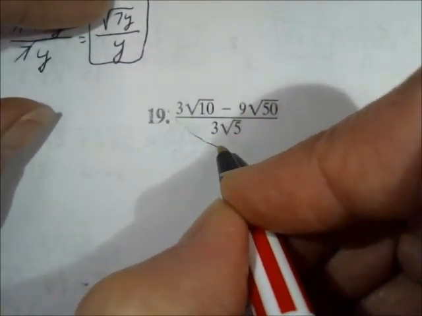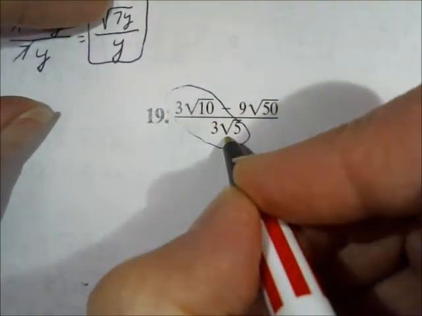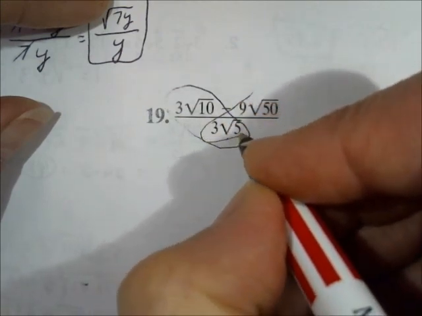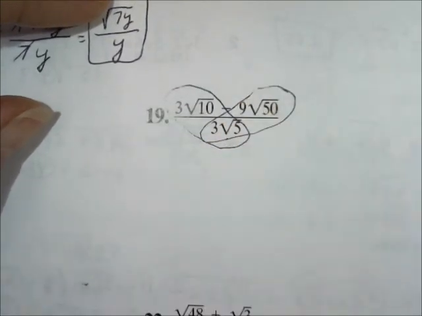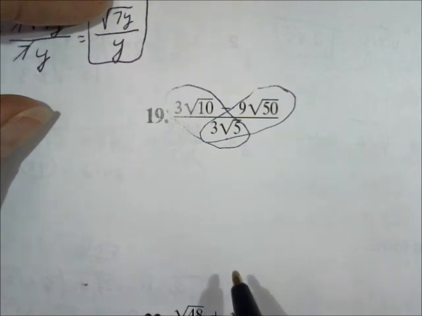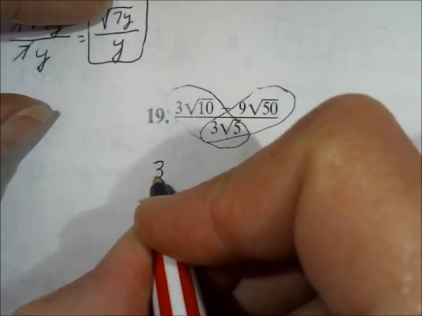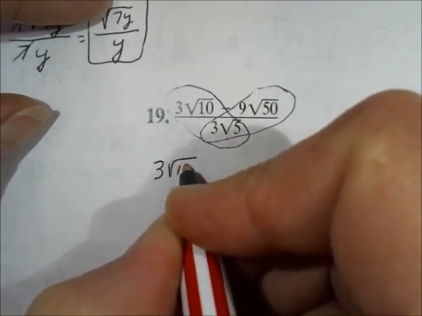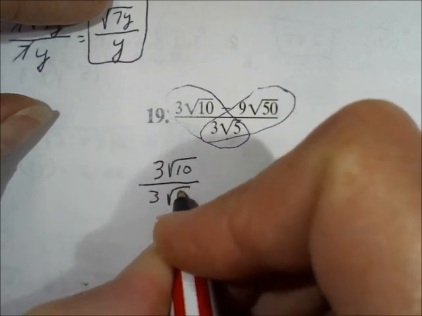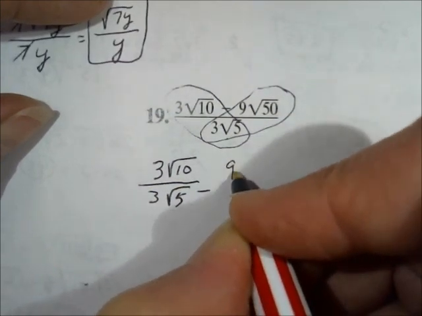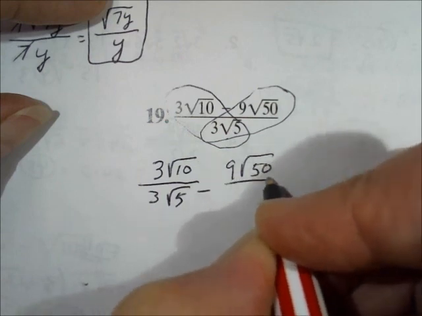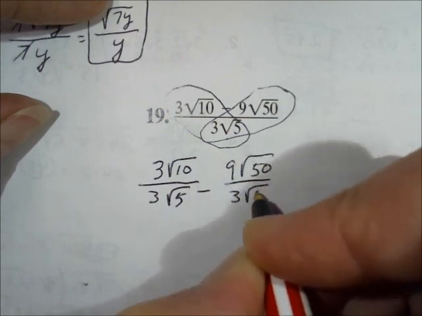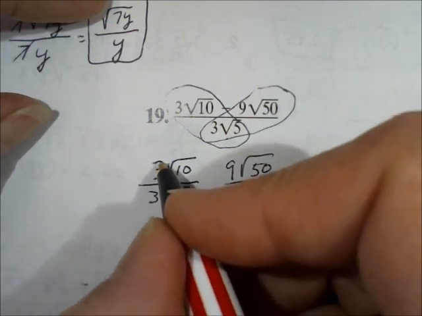What you have to do is divide 3 square root of 10 by 3 square root of 5, and subtract from that 9 square root of 50 over 3 square root of 5. You're actually creating two fractions. So let's write that out. 3 square root of 10 over 3 square root of 5 minus 9 square root of 50 over 3 square root of 5. And then you can simplify that down.